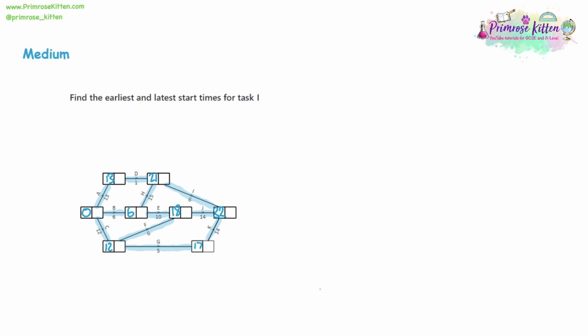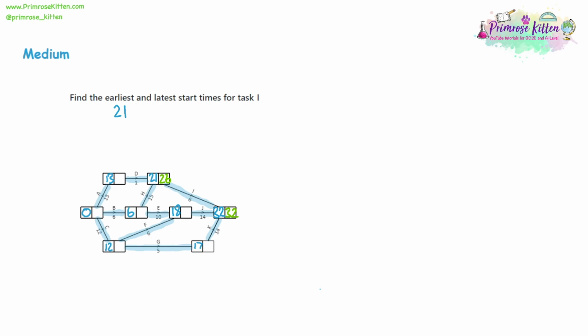So we want the earliest and latest start times for task I. So task I can start at 21. We know that already. But if the latest that everything finishes is at 32, then working backwards from 32, we take away the 6 for the task I. That's actually going to give us 26. So task I could start at 21, take 6 hours, and end at 27. And then we've got 5 hours left waiting until the end of all the other tasks.